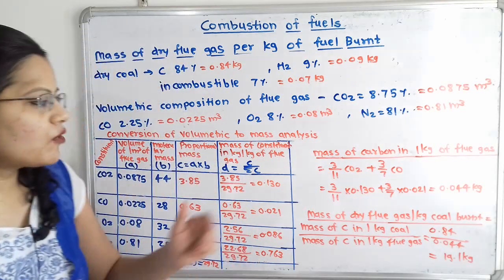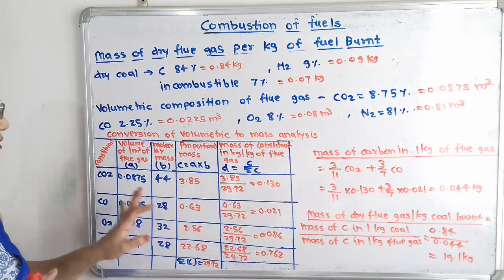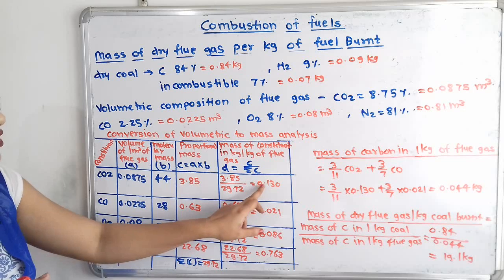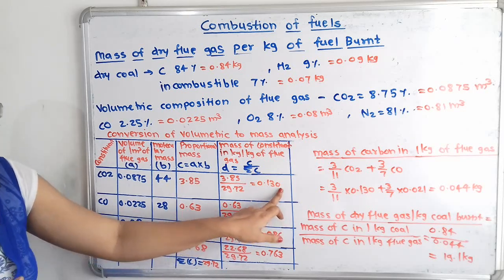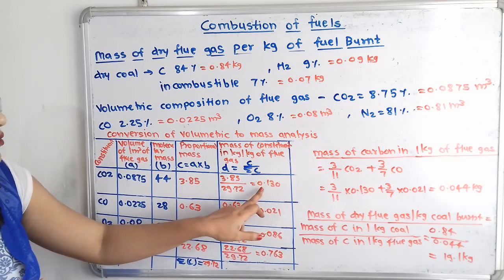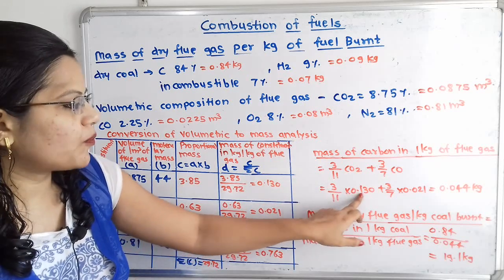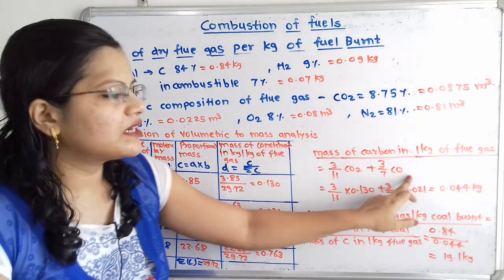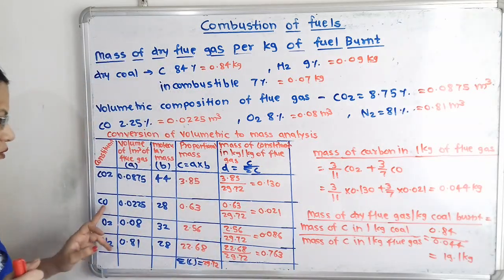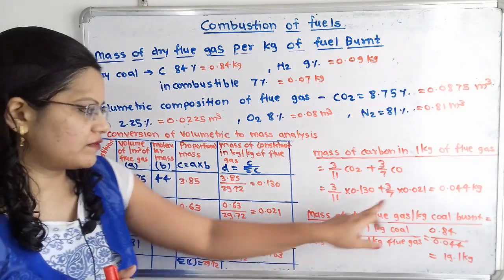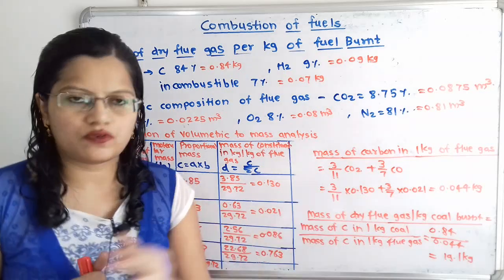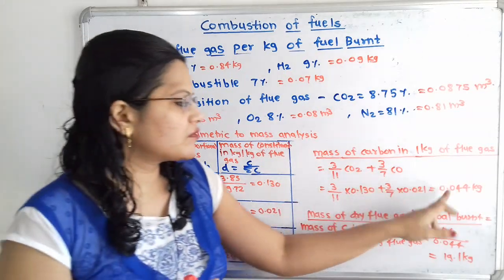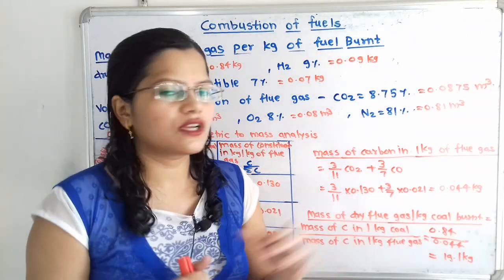Now what is the amount of CO2 present in the flue gas? CO2 present is 0.130 kilogram. So 3 by 11 into 0.130 kilogram plus 3 by 7 multiplied by the amount of CO. The amount of CO is 0.021, so multiplied by 0.021. When we solve this, we will get 0.044 kilogram.